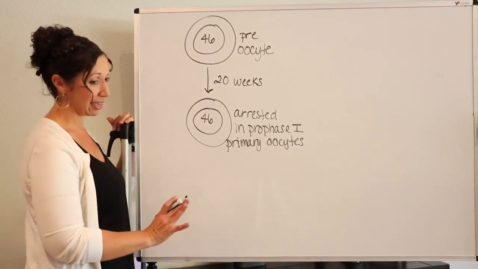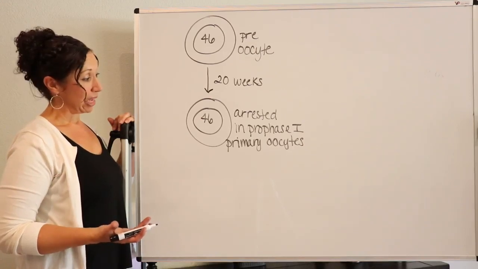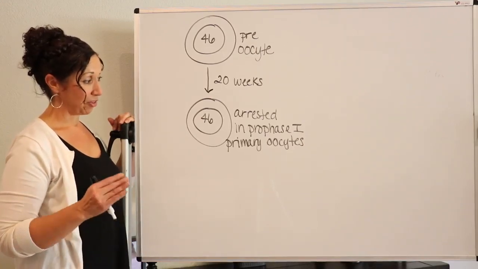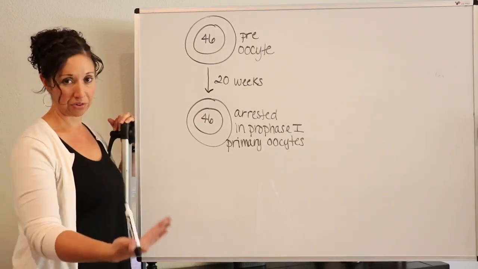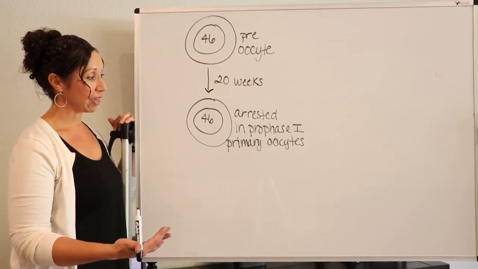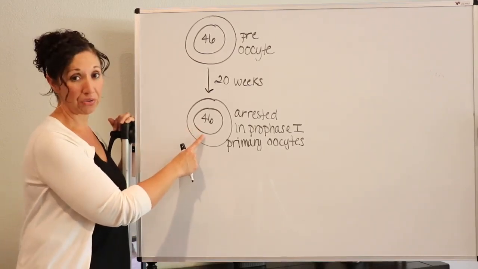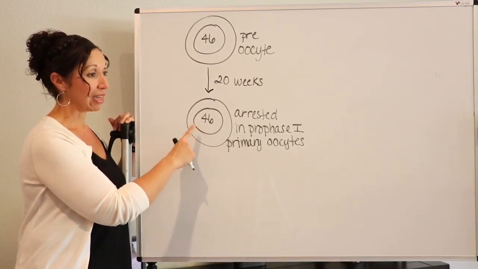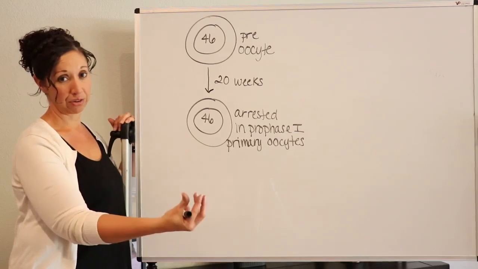So then once puberty hits, we finish meiosis 1 and enter meiosis 2. But here is where the female cycle begins. Once puberty hits, that's when your body realizes once a month we're going to take one of these primary oocytes and release it from the ovary in a process called ovulation.